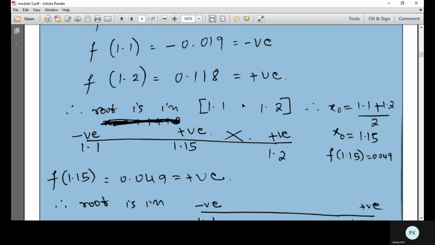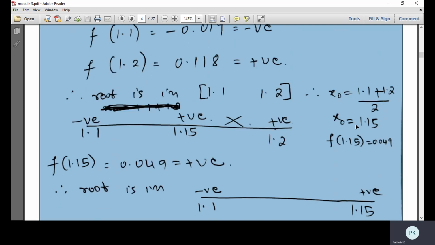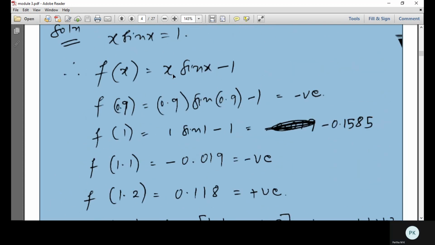Next, take the middle value of this, that is 1.1 plus 1.2 divided by 2. x naught is equal to 1.1 plus 1.2 divided by 2. What is that? 1.15. Once you get the middle value, you find f of 1.15. That means f of 1.15 means what? In the given problem, put x is equal to 1.15. 1.15 into sine of 1.15 minus 1.